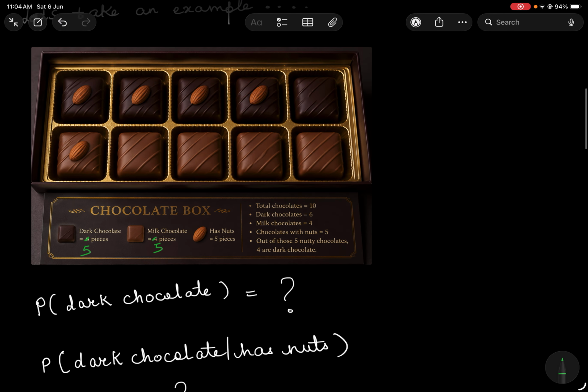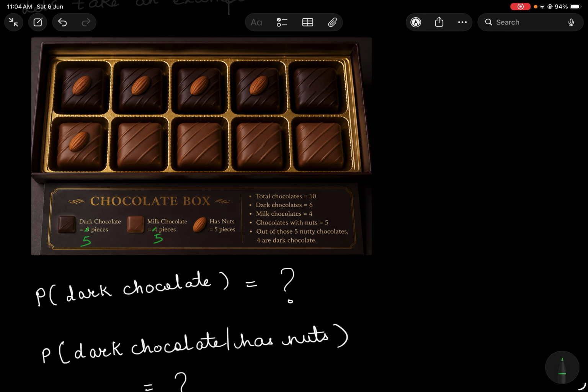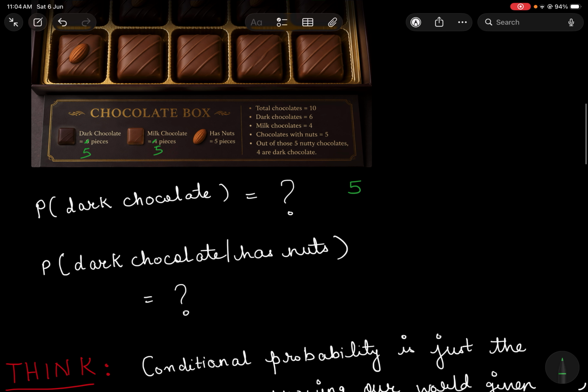Okay. Now, suppose I ask you, what is the probability of getting a dark chocolate? All right, you just randomly pick a chocolate from the box, and the answer is very simple, right? There are 5 dark chocolates and total chocolates are 10. So this is the probability of the dark chocolate. All right.